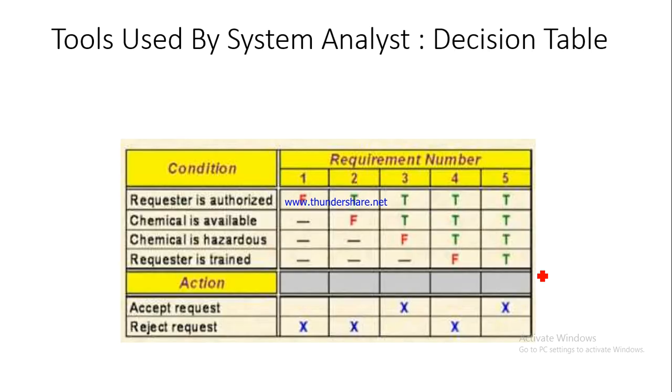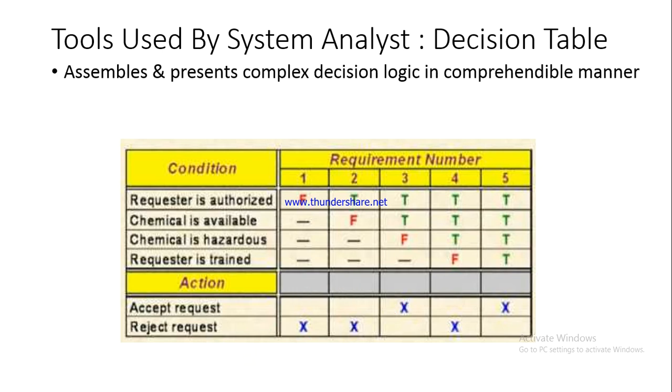Now let's talk about the decision table. What do decision tables do? Let us understand what they do. They assemble and present complex decision logic in a comprehensible manner. So they assemble, they collate and present complex decision logic. Decision logic is what decision you can take. For that you will have to follow certain steps. You have to take into account certain constraints.